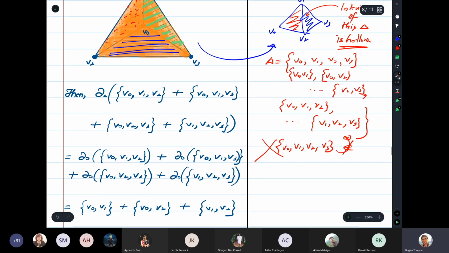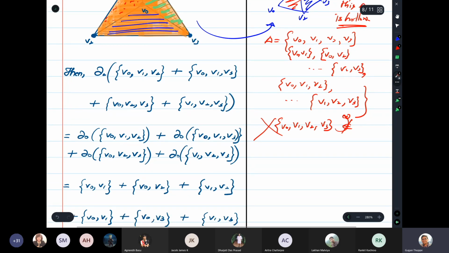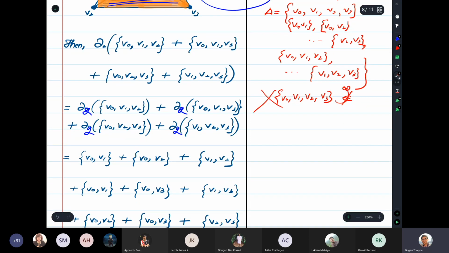Now let's see what happens if I apply Daba 2. As I mentioned, this Daba 2 is a linear operator. Sorry, there is a typo here, this should be Daba 2. Because it's a linear operator, it will split over the individual entries here. So this expression equals Daba 2 of this, Daba 2 of this, Daba 2 of this, plus Daba 2 of this.